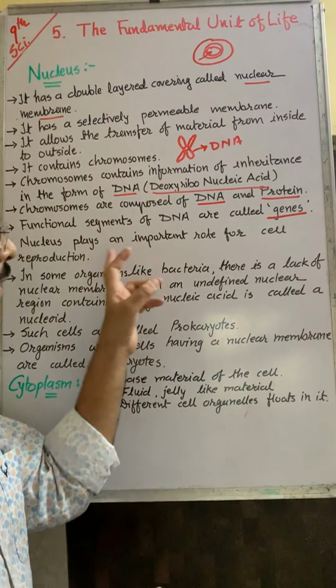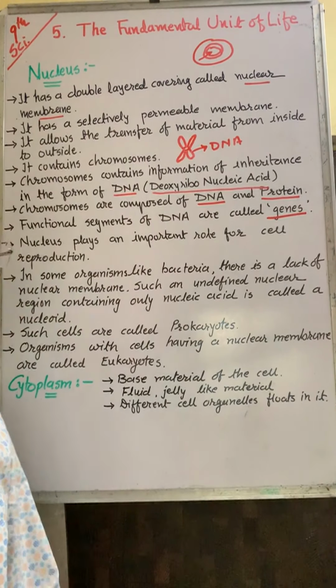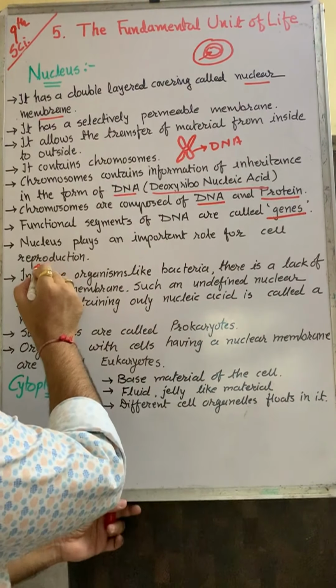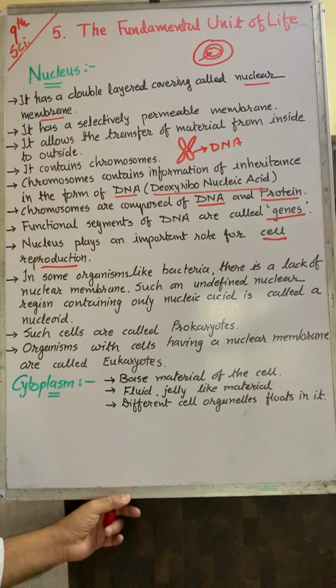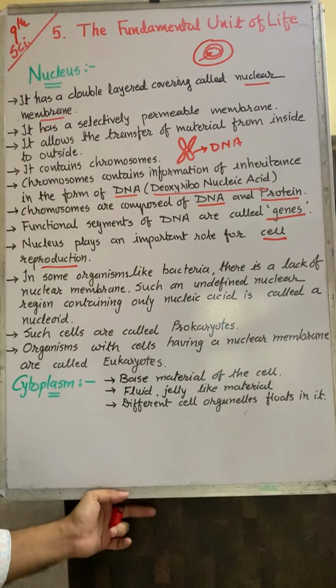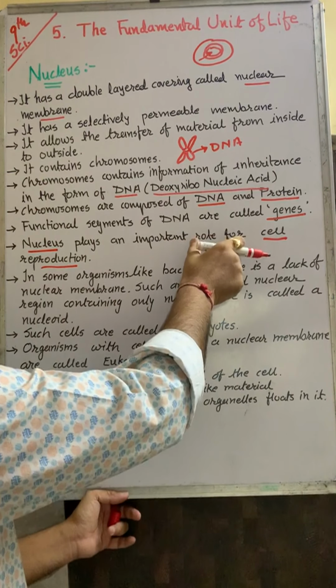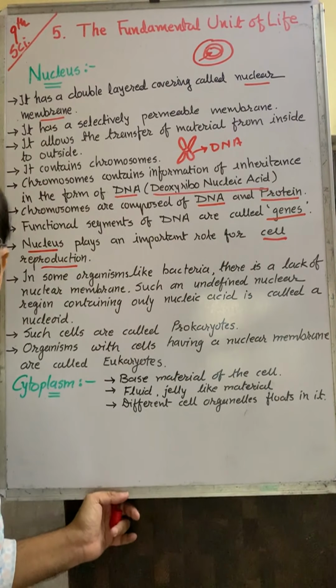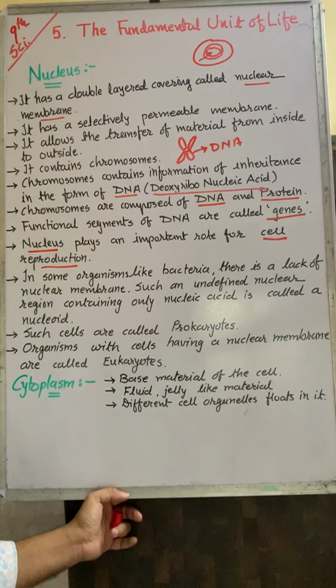So the nucleus plays an important role in cell division, and cell division is known as cell reproduction. Means one cell converts into two cells, two convert into four. This is called reproduction of cell. Means this is cell division. So the main important tasks of the nucleus are cell reproduction and controlling the activity of the cell, mainly two.